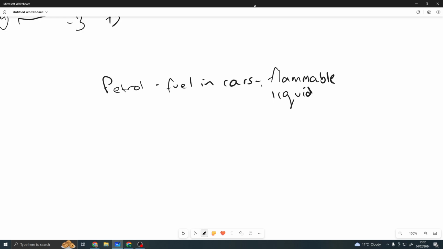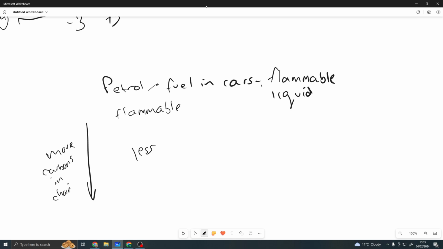Now remember, as we go down and we've got more carbons in the chain, what happens to our various properties here? Well, first of all, flammable. Okay, as you go down and you've got more carbons in chain, it gets, what do you think? Less flammable. Good. As you go down, it gets less flammable. Methane at the top is the most flammable. As you go down, they get less flammable.